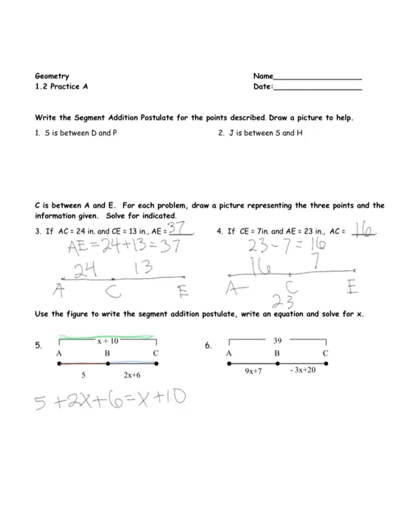Now I'm going to combine like terms. So 5 plus 6 is 11. So 2x plus 11 equals x plus 10. I'm going to subtract x from here and subtract x from here. So then x plus 11 must equal 10. I'm going to subtract 11 here, subtract 11 here. So x must equal negative 1. So that's our answer for the first one.